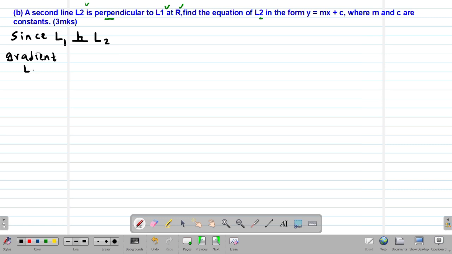So the gradient of L1 multiplied by the gradient of L2 must give me -1. Remember, for any given pair of perpendicular lines, if you take m1 multiplied by m2, it must give you -1, where m1 is the gradient of the first line and m2 is the gradient of the second line. So I need the gradient of the first line so that I can use it to find the gradient of the second line.